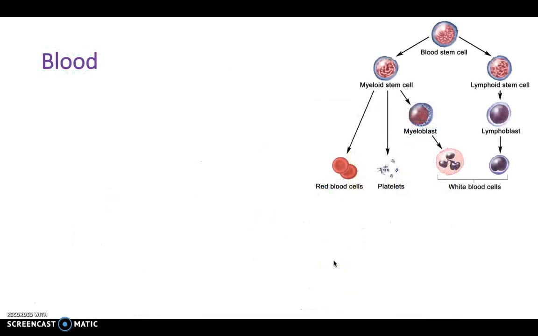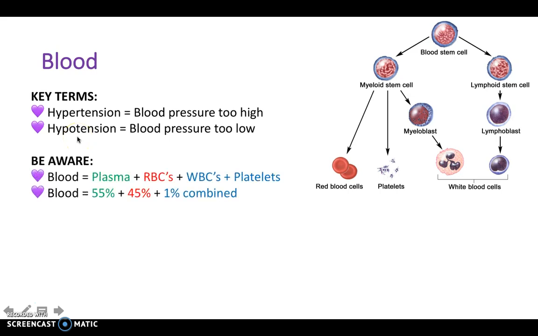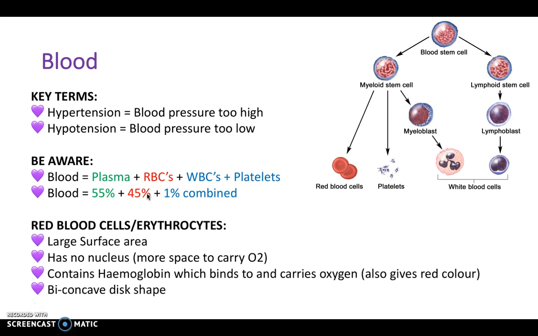So blood in general now. Blood, key terms to know: hypertension is blood pressure too high, and hypotension is blood pressure too low. Anything with hyper means too high, and hypo means too low. Be aware that blood is made up of plasma in 55%, red blood cells in 45%, and the remaining 1% are white blood cells and platelets.